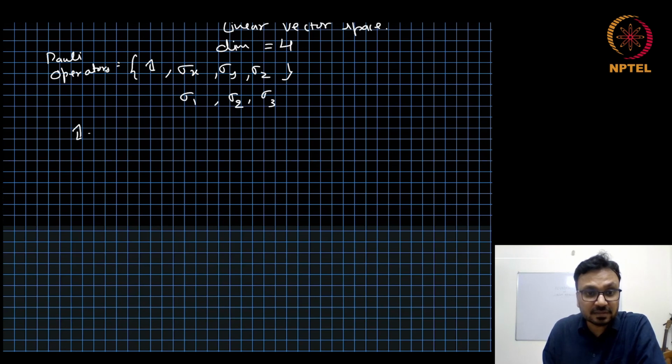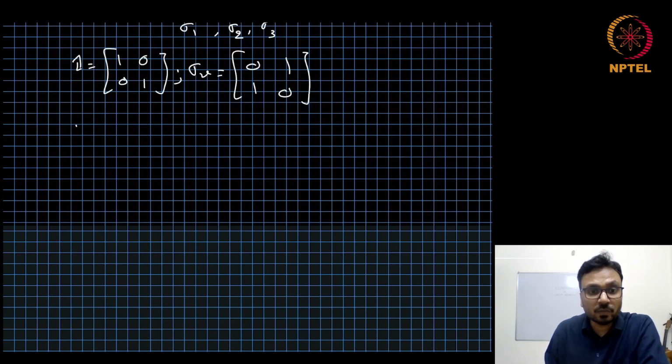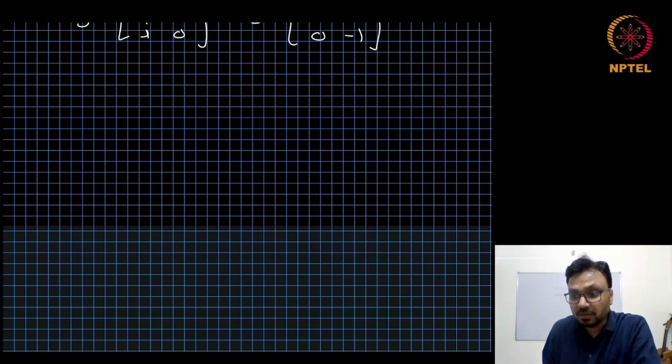The definition of these: identity is just 1, 0, 0, 1. Sigma x is 0, 1, 1, 0. Sigma y is 0, minus i, i, 0. And sigma z is 1, 0, 0, minus 1. This is how we define the 4 Pauli operators.